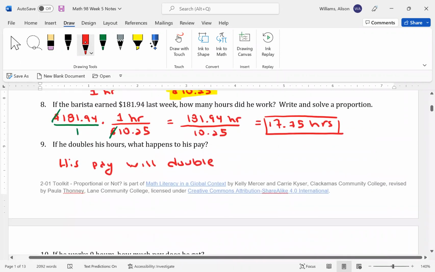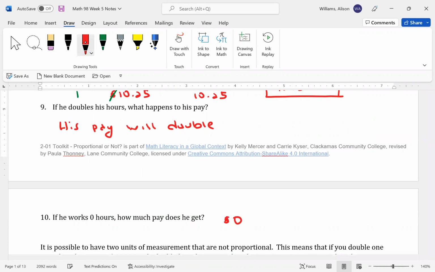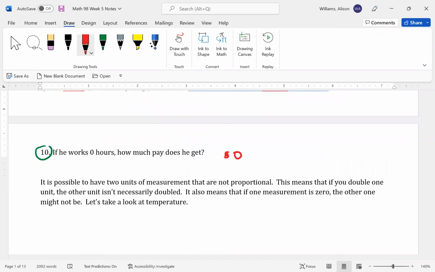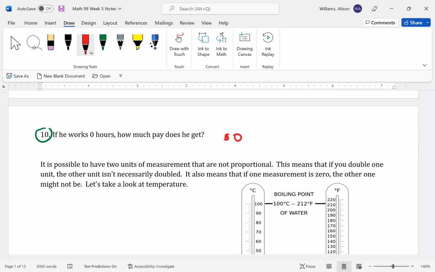The next basic question to ask is right here, number 10. If he works 0 hours, how much does he get paid? $0. And that was the same thing for the 0 yards and 0 feet. Okay, that matters. Those are two questions we want to ask ourselves when we're looking at whether or not things are proportional. Okay, so now it is possible to have two units of measurement that are not proportional. This means that if you double one, the other isn't necessarily doubled. It also means that if one measurement is 0, the other might not be.